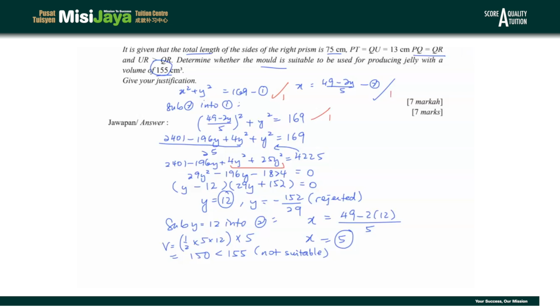Okay, 1, 2, 3. And then factorization, 4 marks. Y value, 5 marks. And then x value, 6 marks. And then this not suitable, justify, 7 marks. So total is 7 marks for this question.